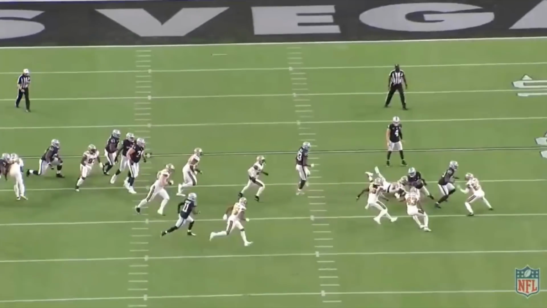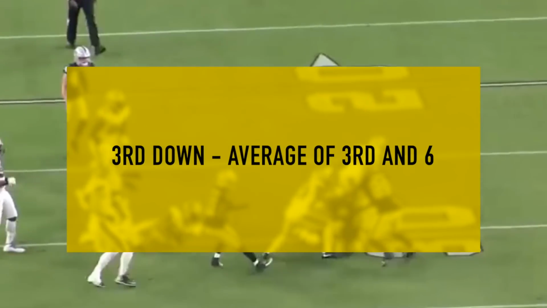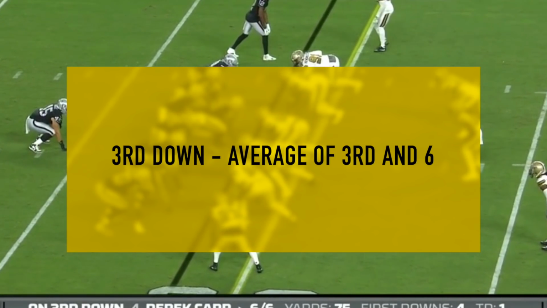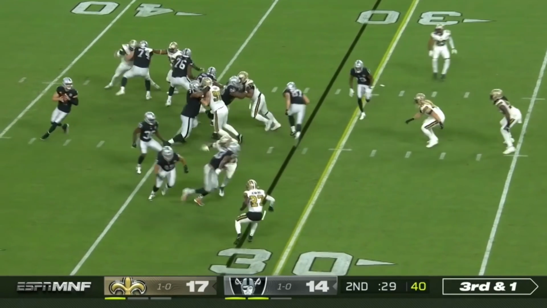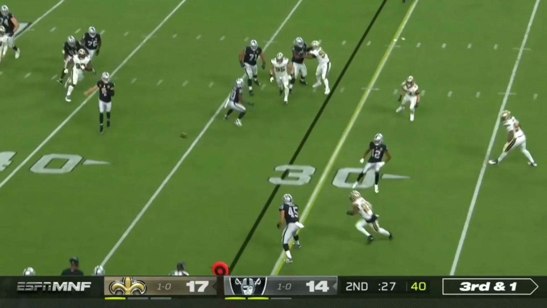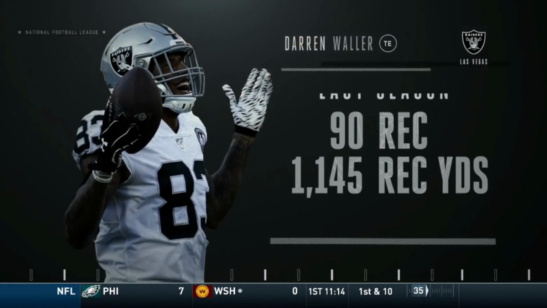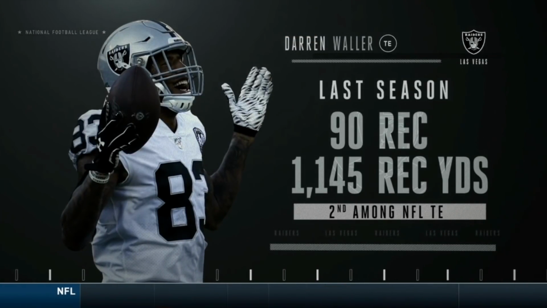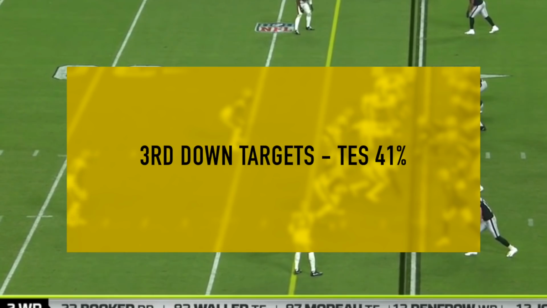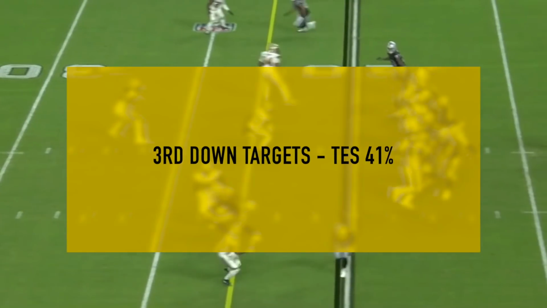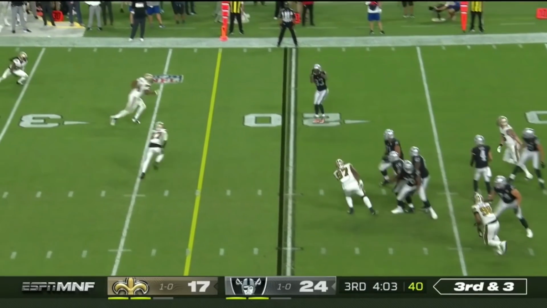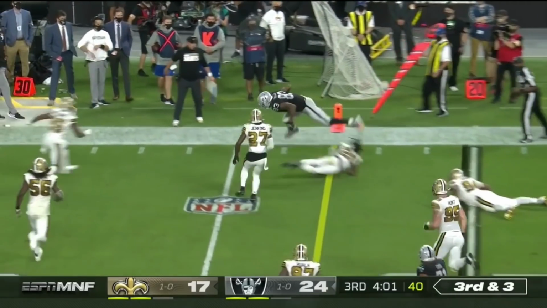On third down so far this season, Carr has averaged 6 yards to go. That is the fourth lowest yards to go on third down behind the Dolphins, Rams, and Titans. On third down, Carr loves to target his tight end Darren Waller, and why wouldn't he? The guy is a stud. According to Sharp Football Stats, Carr targets his tight ends 41% of the time on third down, the most in the league by 7%. Carr only looks to his receivers 41% of the time, the least in the NFL.